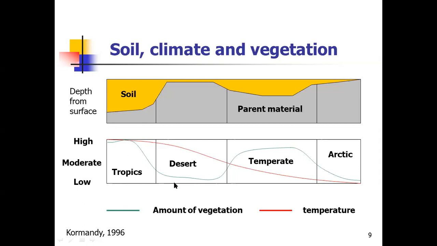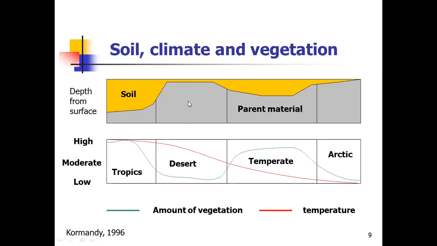Then we come to the desert, where the temperature remains high, but the precipitation is less. So because of that, your net weathering is less. The topsoil is much thinner in comparison to the tropical regions. Let's say you compare the Amazon rainforest in the first case with the Thar Desert or the Sahara.